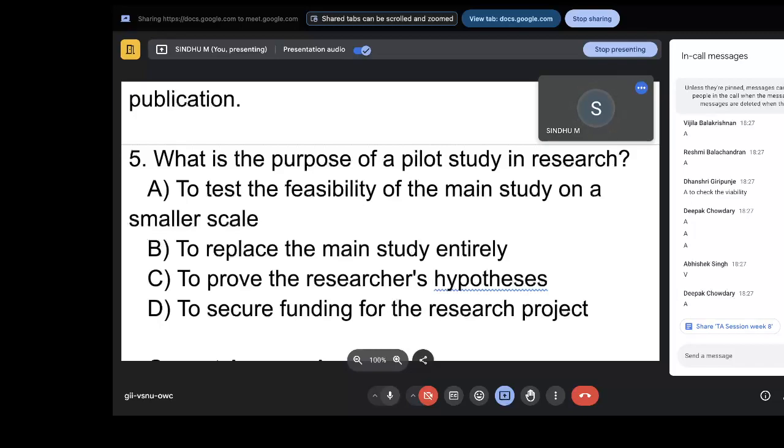Okay, let's discuss the fifth question's answer. It's about a pilot study, more like a preliminary study before the main study. So the correct answer is option A, like most of you have correctly mentioned. Can someone explain why A is the correct answer? Abhishek, are you there? Yes, ma'am. Can you explain the solution for the fifth question?